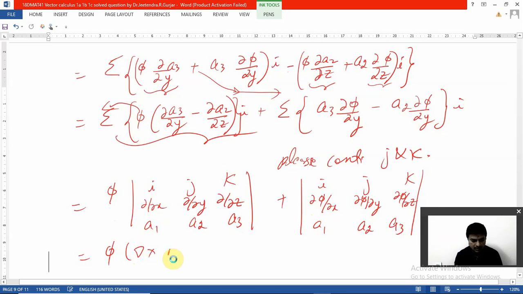a bar plus, here you can see, students, this is del phi. Please see, del phi is there, dou phi upon dou x, dou phi upon dou y, dou phi upon dou z, means del phi is there cross with a bar, which is nothing but our RHS. So this is how you have to prove this example, students.